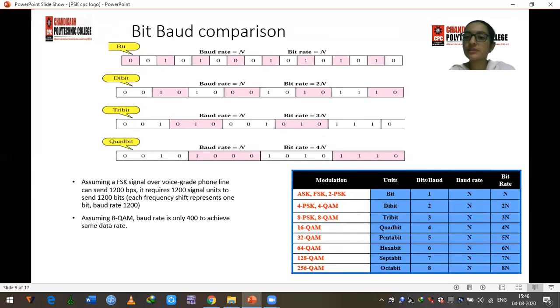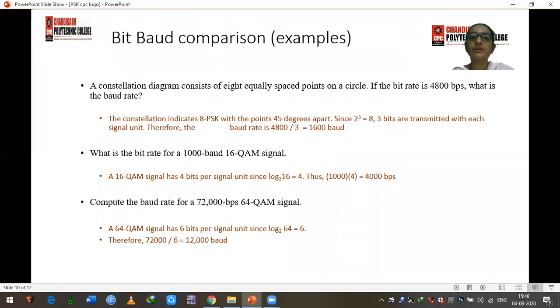If you have any queries, you can ask me up to this point. After that, we are going to start with a bit rate and baud rate comparison example.